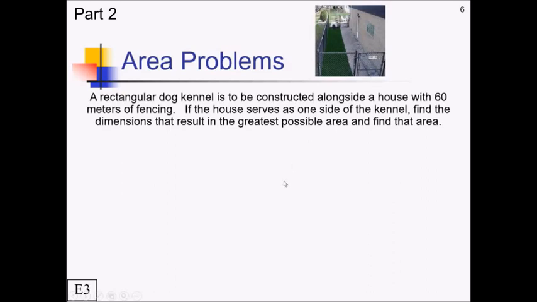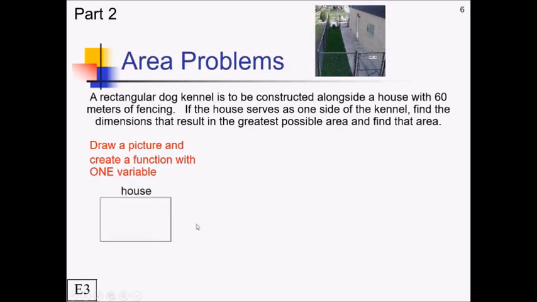So if we find the dimensions, we can then plug it into some kind of formula to find the area. So our first task on this, I recommend you draw a picture and try to create a function with only one variable. You need some kind of function in any case if you're going to try to maximize this. So I'm going to start with a picture. We've got a rectangular kennel, and we've got a house as one side of this kennel. Now, if we're trying to create a function in terms of one variable, our function that we're trying to maximize, we're trying to find the greatest possible area. So we're trying to build an area function.